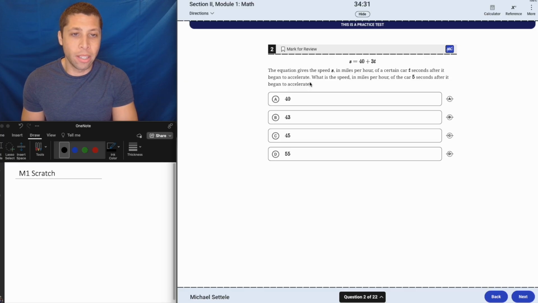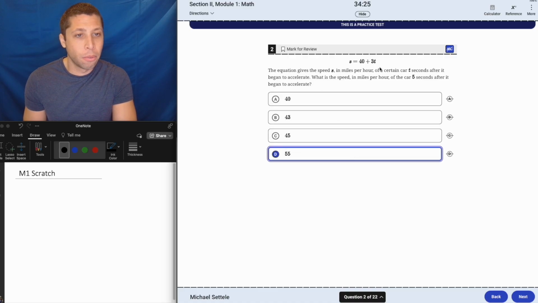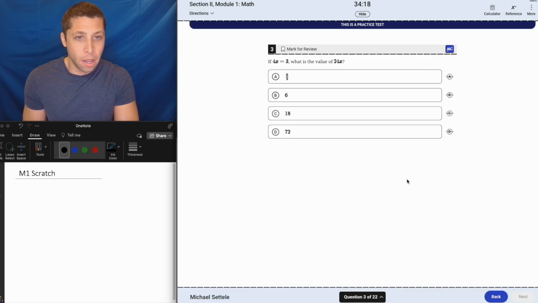The equation gives the speed in miles per hour of a certain car t seconds after it began to accelerate. What is the speed in miles per hour of the car 5 seconds after it began? So let's just plug points in. So 40 plus 15 is 55. 40 plus 15, right? The speed of the car at 5 seconds, t seconds, 40 plus 15.